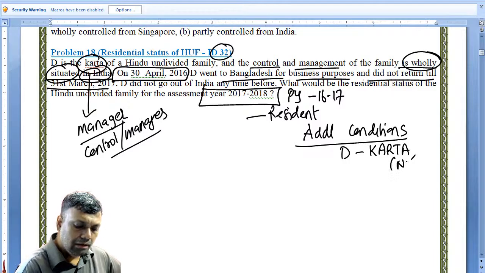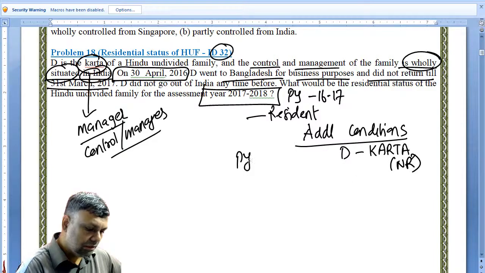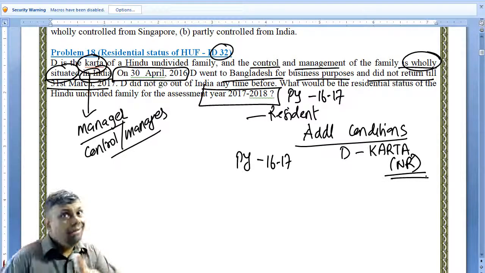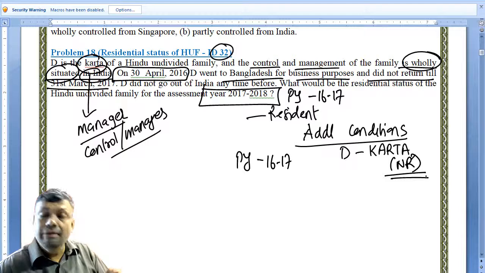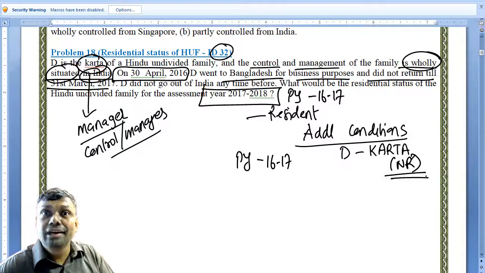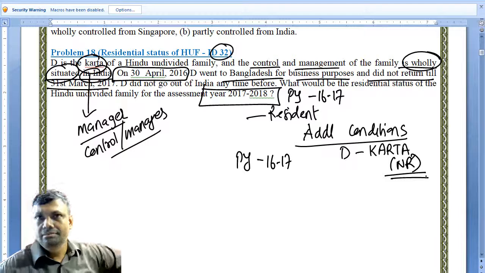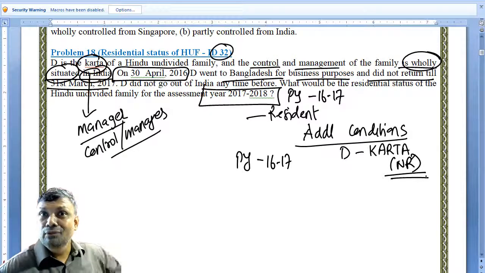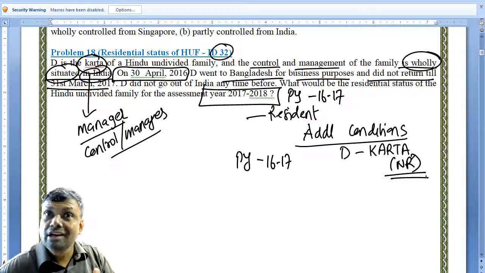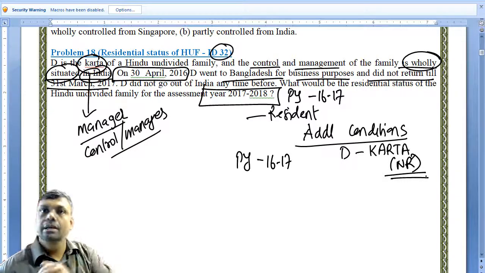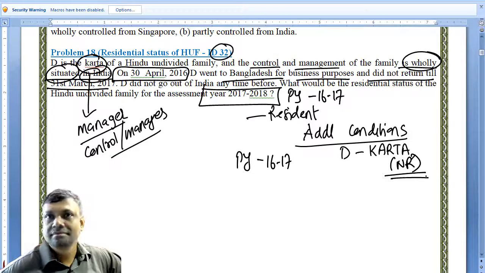So Mr. D, for the previous year 16-17, is going to be non-resident. But that is not relevant, because the additional conditions are with respect to the preceding years, not the previous year. That means for the residential status of the previous year, you are applying the test to the Karta. Karta is non-resident, but that is not relevant because for additional conditions for the HUF, you have to see the preceding years. Have you got what I am trying to say?